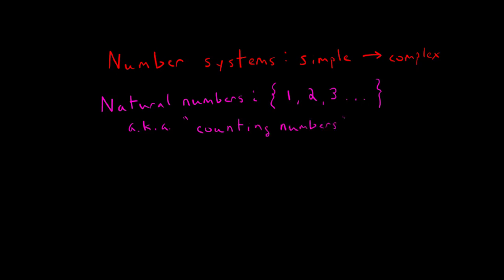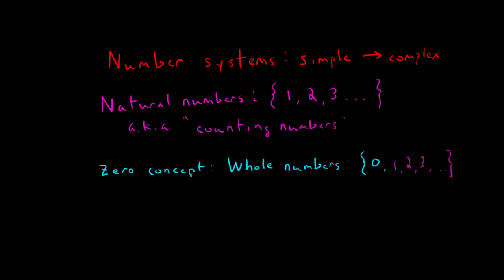That works well for a while until we need a zero concept. We need a number that expresses the idea of nothing. So once we add the number 0, we redesignate this number system the whole numbers. So these are the numbers 0, and then our natural numbers are included in that set. So again, we have 1, 2, 3, and so on.